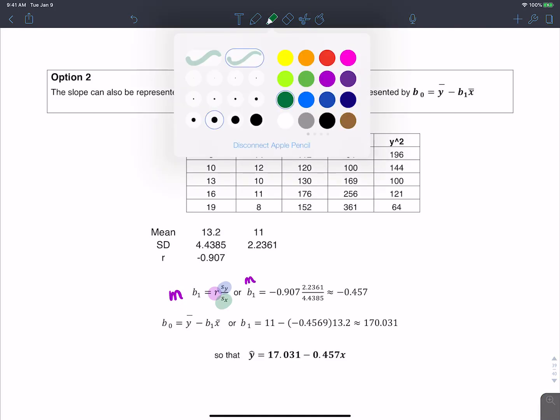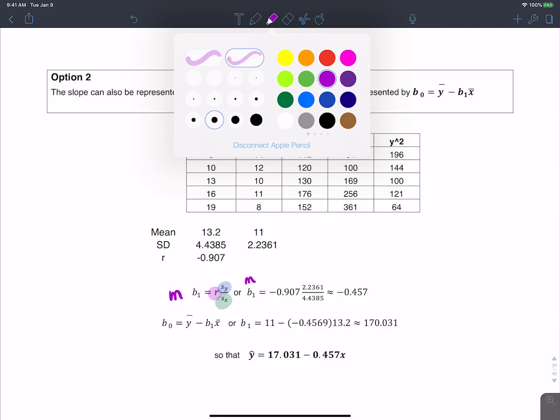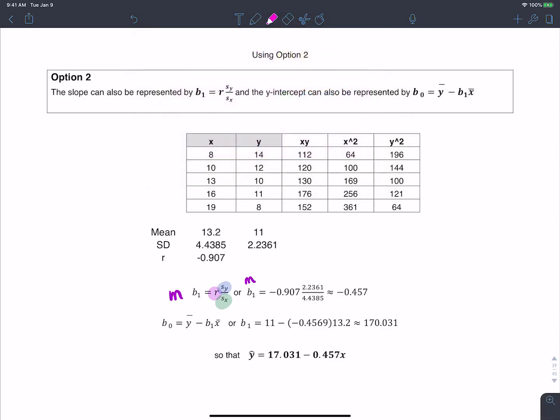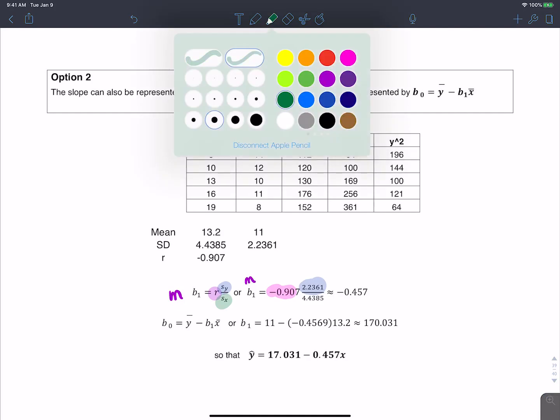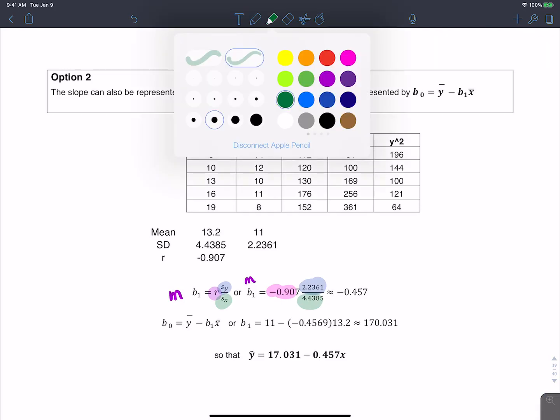Let's see. Colorblind, I guess what color did I use? Is that light purple? I guess I did use light purple. Or is that pink? Jeez. Is that pink? I guess I used pink. Remember, I'm colorblind. And blue, this is my standard deviation for the Y variable. And then green, standard deviation here for the X variable. That gives me the same answer, if you guys notice here.